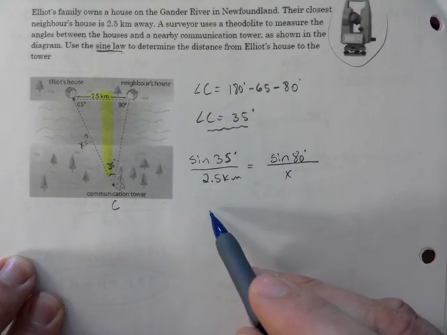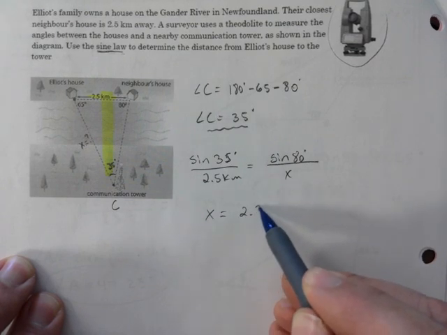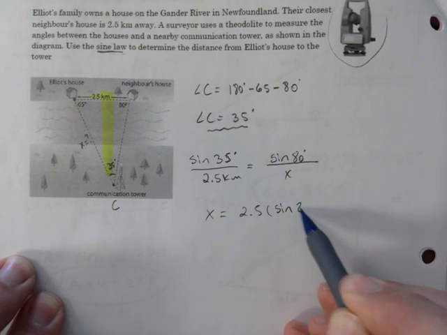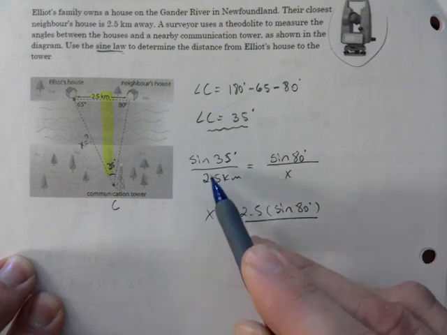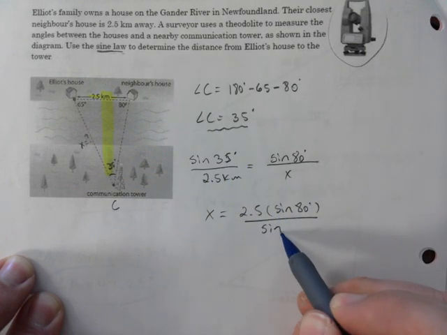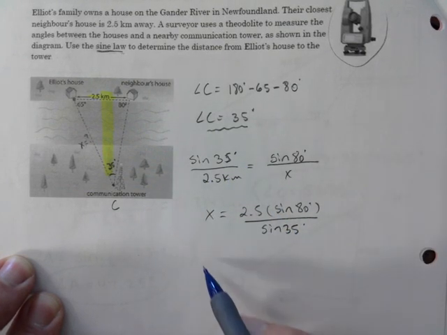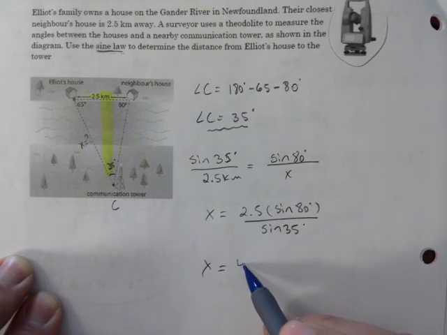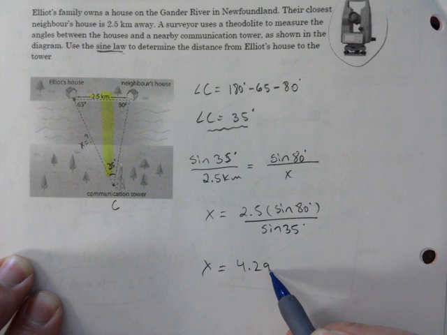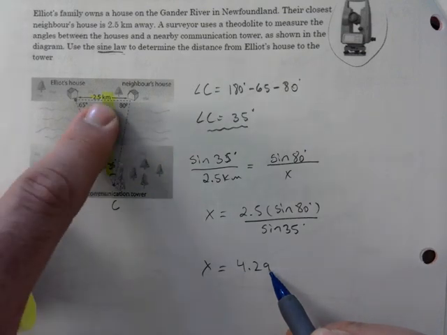So you have the setup, you solve. You can just omit the units while you're solving. That's fine, as long as your final answer has what it's supposed to have. And this gives you 4.29. What are we in? Kilometers, yeah.